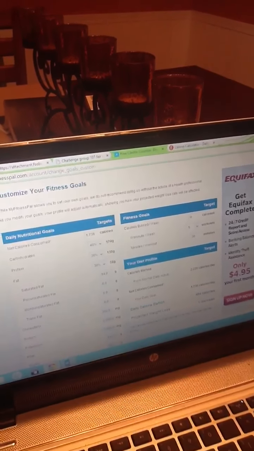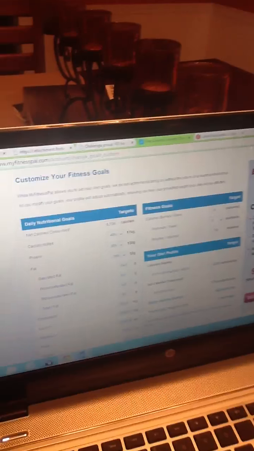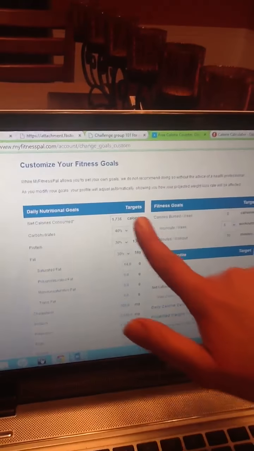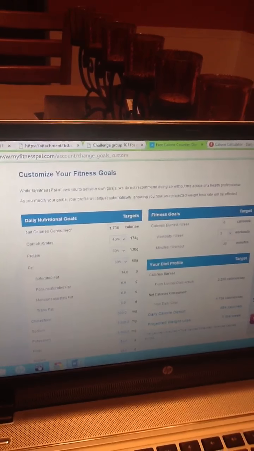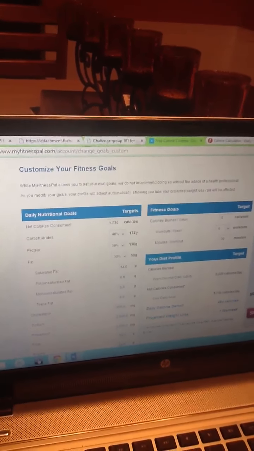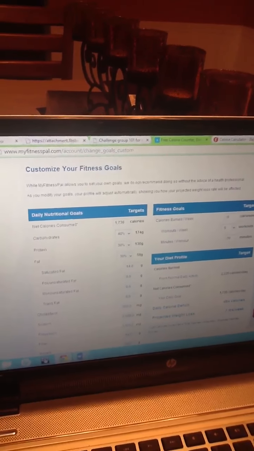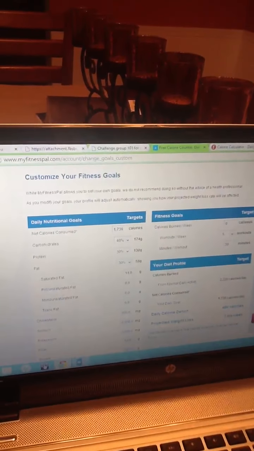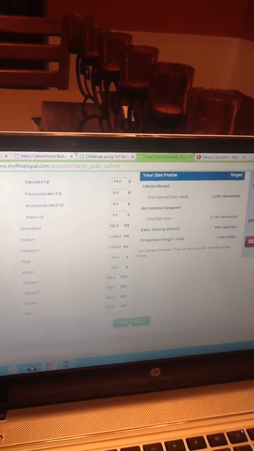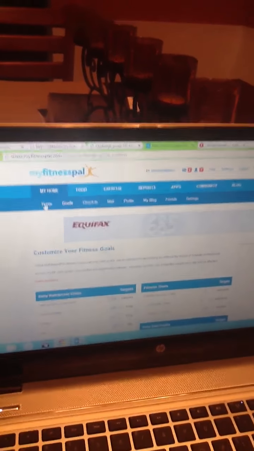What I'd like you guys to do, unless you are advised by your doctor to eat a certain amount of carbs, is what I have done: I did the 40-30-30, which is basically the Zone diet or the Mediterranean diet, which gives you a really good balance of macronutrients between carbs, protein, and fat. 40% healthy carbs, 30% protein, 30% fat. Done. Here you go. Change goals. It's done.